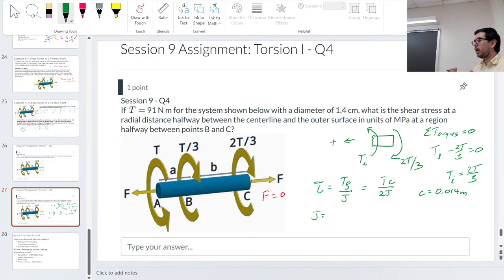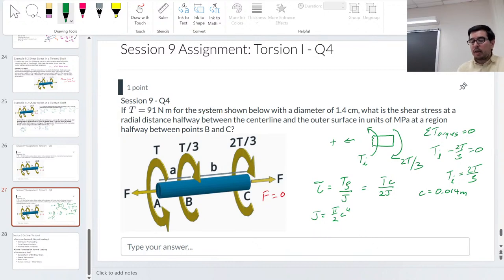You're going to be doing either I's or J's, and we'll get into that later. J for this problem is going to be pi over 2. We're going to have something called I, which is the second moment of area. The second moment of area is pi over 4 c to the 4th, and J is pi over 2 times c to the 4th for a circular cross-section. I think I comes before J alphabetically, so the J is going to be bigger. That's how I remember it.